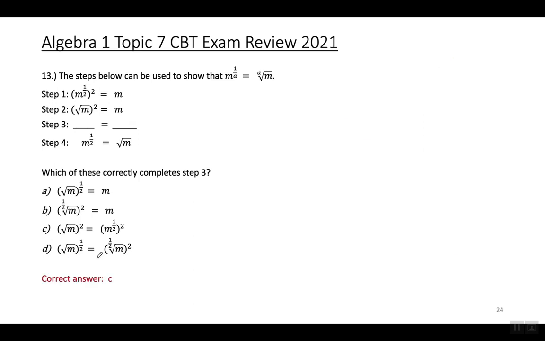Okay, so my first way of explaining it is that C is the only answer where the left side equals the right side. The other 3 answers, you know, they're mathematically false.